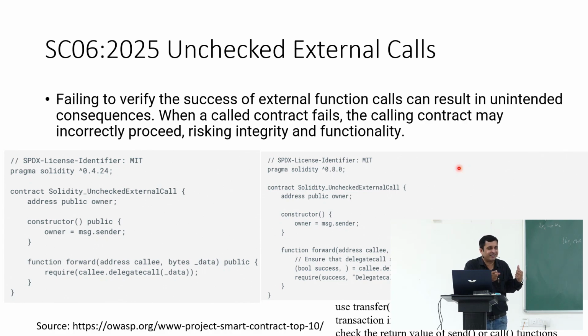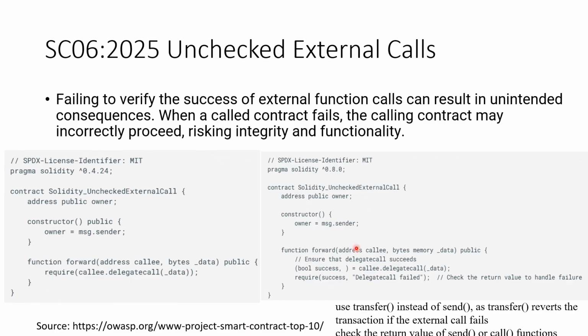I have deposited. Fine. So state should be checked. You should always check the return value of send and call functions. Such a mechanism should be implemented in the smart contract, and the return value of send and call functions needs to be checked. So you can use transfer instead of send, because transfer can revert the transaction if the external call fails.